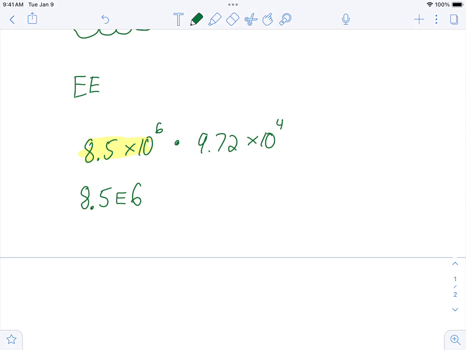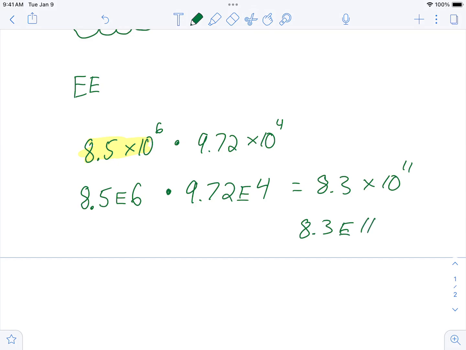So we should have 8.5 E6 multiplication, and do the same thing for the next number. You would just type in 9.72. Again, you want that E button with a 4, and your calculator would give you a longer number, but with significant figures, which we will talk about. The answer would be 8.3 times 10 to the 11th. Now in your calculator, it might say 8.3 E11, and that means the same thing.